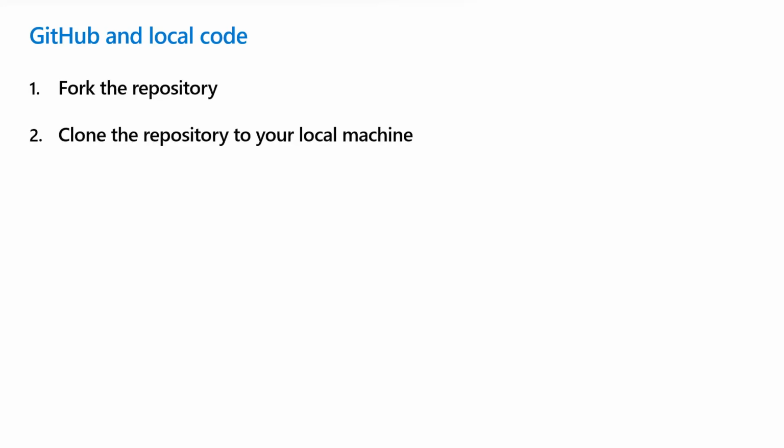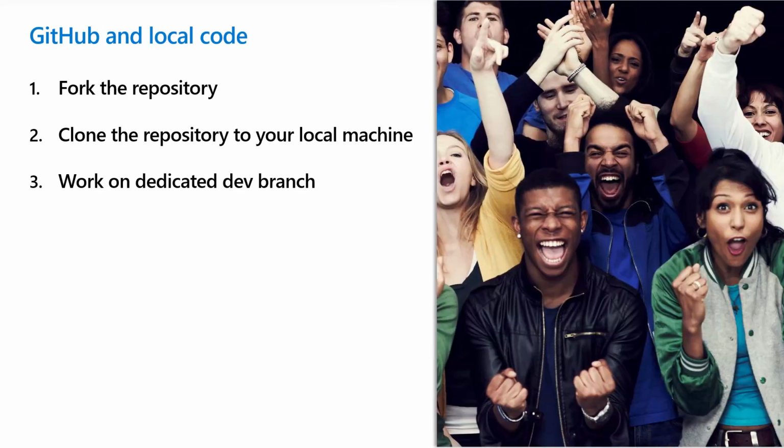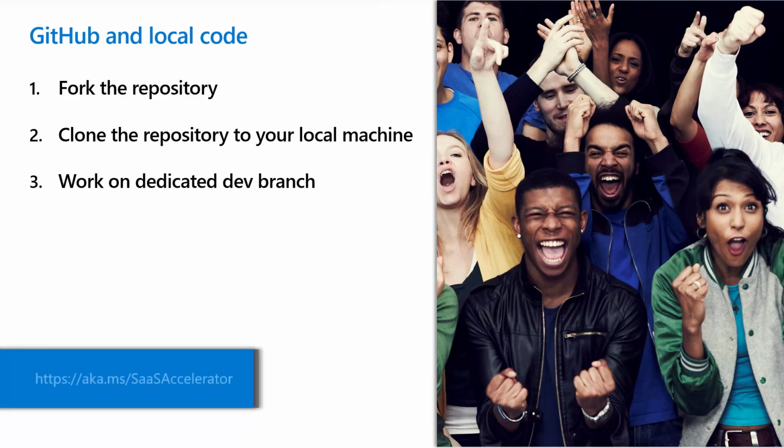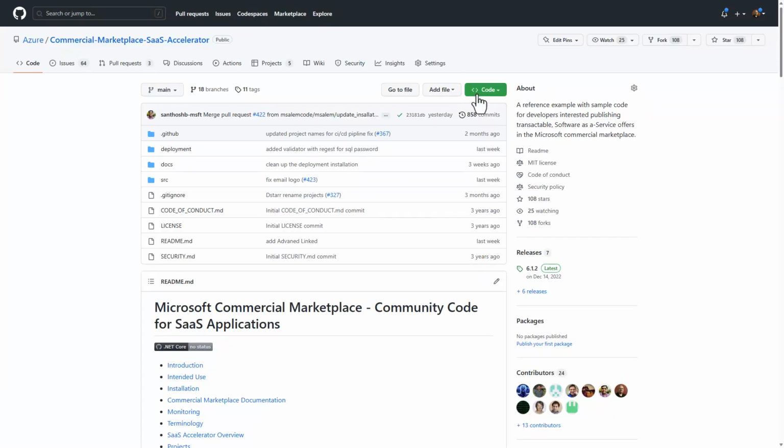There are two basic things we need to do. We need to fork the repository and then clone that repository onto my local machine. Before we go any further, I'll also mention that I'd love it if you, like I, worked on a dedicated dev branch. So once we clone this code down to my local machine, this makes it much easier to accept PRs. And by the way, our team looks exactly like this when you submit pull requests to us. We really appreciate that. Now to get moving, we're going to head over to the SaaS Accelerator and fork that code.